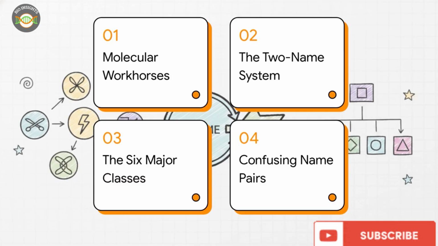So here's our roadmap. We'll hit the molecular workhorses first, then dive into the two-name system, look at the 6 major classes, and finally untangle some really confusing enzyme name pairs. Basically, we'll start with the subjects, learn the grammar, master the vocabulary, and clear up those tricky false cognates.